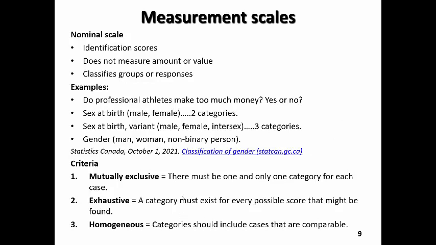And the nominal scale must be homogeneous. What that basically means is that the categories should include cases that are comparable. So all of the yeses will only include yes. All of the no category will only include no.